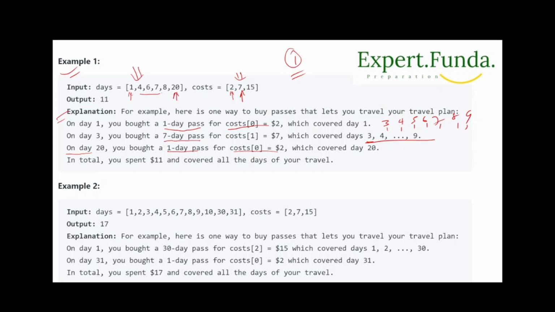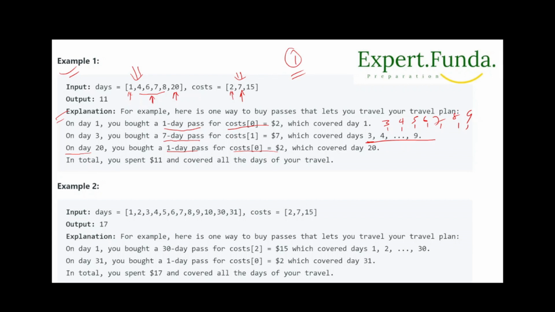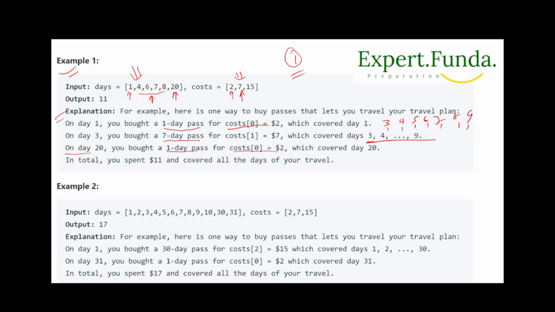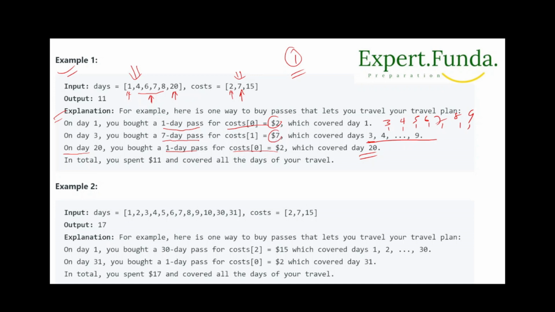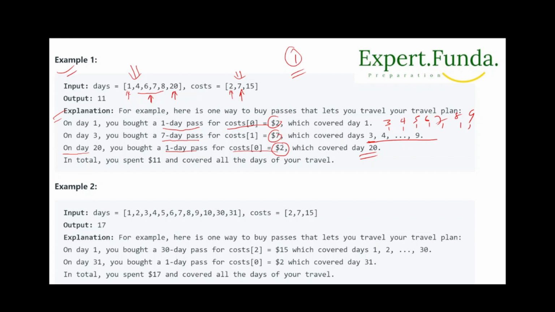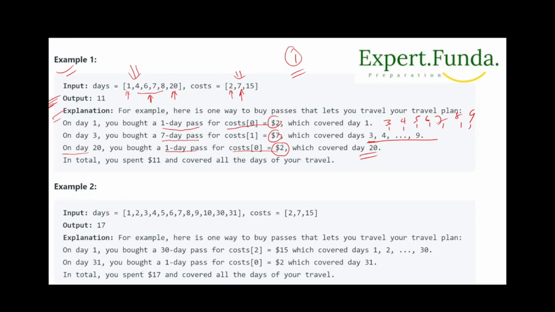We have already seen this one, now we see day 20. On day 20 you buy a 1 day pass for the cost of $2 because we need only 1 day, so we cover day 20. If you see the total cost that we have spent, it is $2, $7 and $2, a total of $11, and that's why we are getting the output as 11.